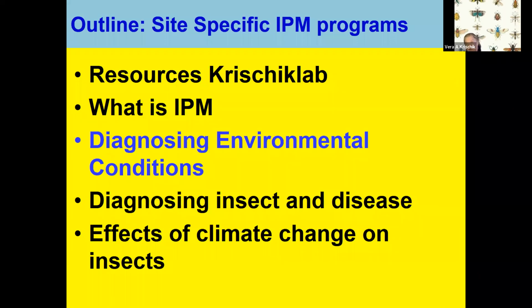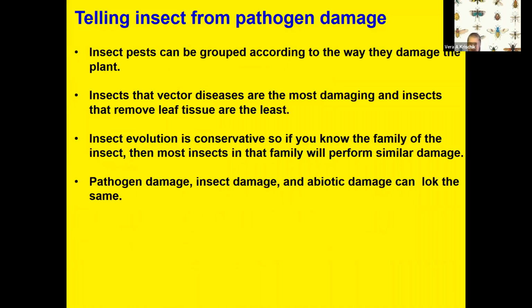All right, so this talk is diagnosing environmental conditions, so telling insect from pathogen damage. Insect pests can be grouped according to where they damage the plant. We talked about that previously, that the families of insects damage the plants in different ways, remember? And that by knowing the family of insects, you're going to understand more what's damaging the plant and how to predict when to manage it.